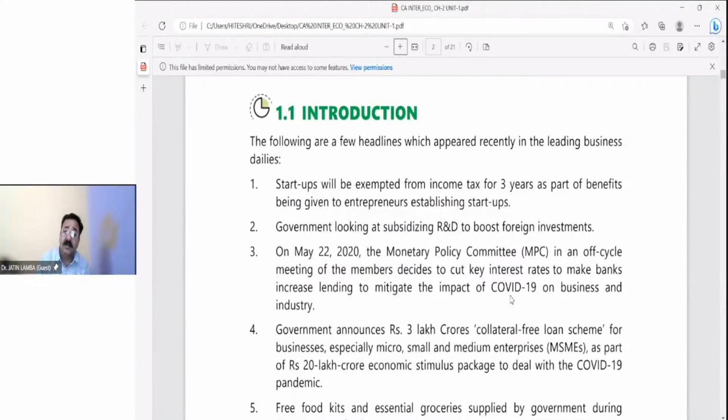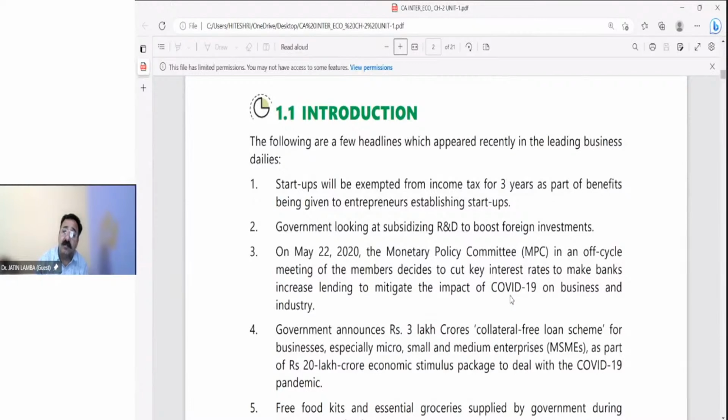Another headline is government looking at subsidizing the R&D, means research and development, to boost the foreign investment. If foreign companies are investing in India and they are spending their money in research and development activities, the government will give subsidies to them.